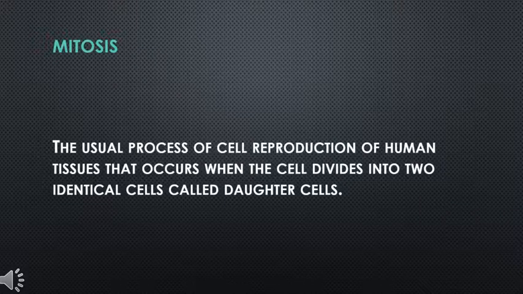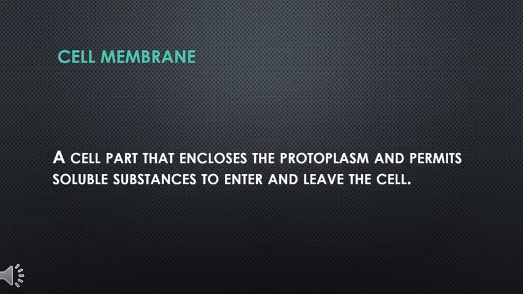Mitosis. The usual process of cell reproduction of human tissues that occurs when the cell divides into two identical cells called daughter cells. Cell membrane. A cell part that encloses the protoplasm and permits soluble substances to enter and leave the cell.